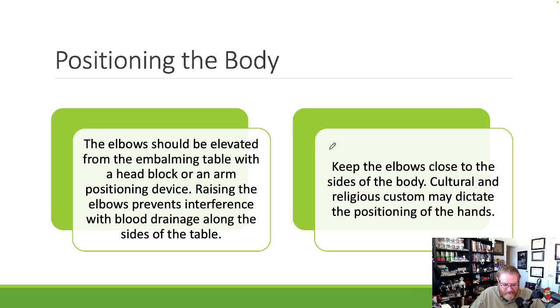Elbows should be elevated from the embalming table with the head or an arm positioning device. Raising the elbows prevents interference with blood drainage along the sides of the table. Keep the elbows close to the sides of the body. Cultural and religious custom may dictate the positioning of the hands. Typically, it is hands kind of cupped over each other.